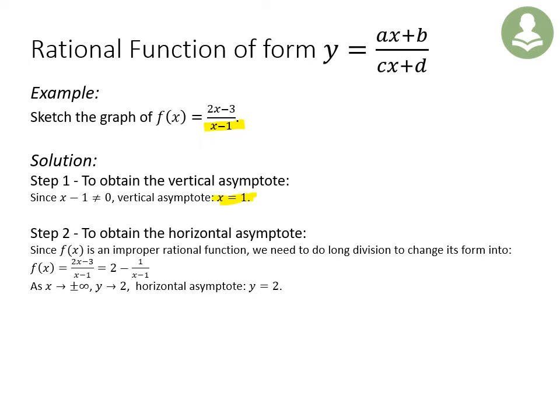Over here we realize that this f(x) that's given to us is of an improper form. So because of that, we need to do a long division, and this is how we do it. Take your time to revisit. Now what we have done is to then rewrite f(x) in terms of 2 minus 1 over x minus 1. So this is its proper form.